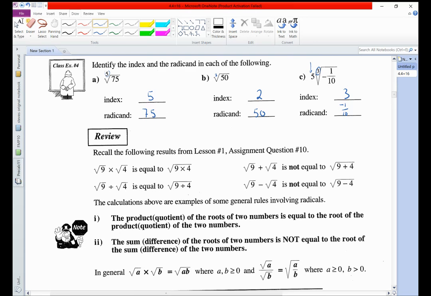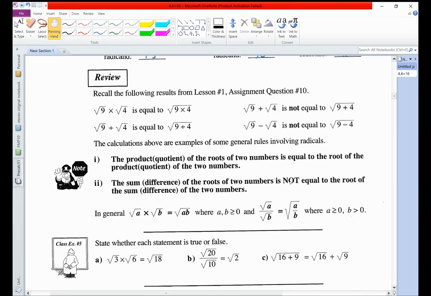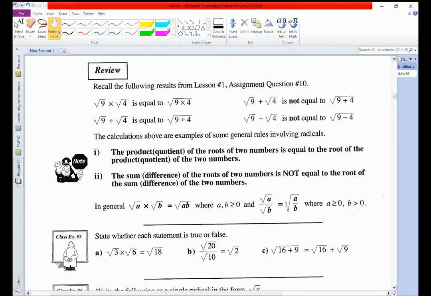So hopefully on Friday we got to the point where we saw that when we multiply root 9 multiplied by root 4, it's the same as the root of 9 times 4. Same thing with division. The root 9 divided by root 4 is equal to the whole root of 9 divided by 4.